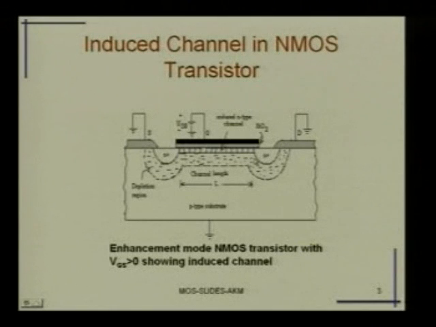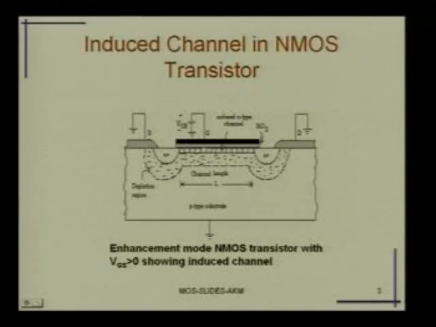Now the moment the n-type channel is established, if I apply a voltage between drain and source, the drain being positive, electrons will be pulled from the source to the drain, and that will be drift. So here the current is primarily by drift of the electrons. Drift dominates. It is not by diffusion like in a pure PN junction. The electrons will flow from the source to the drain as we go on increasing VDS. That's the basic philosophy.